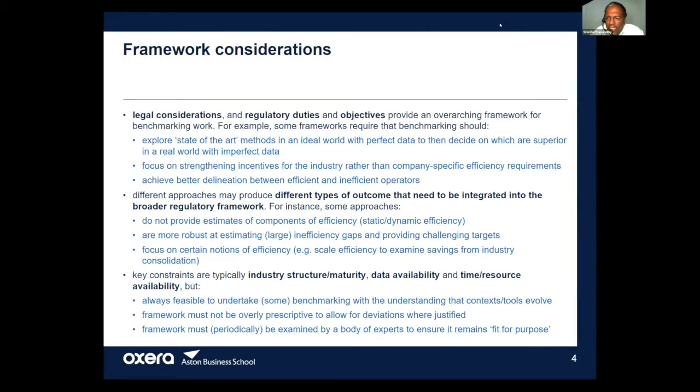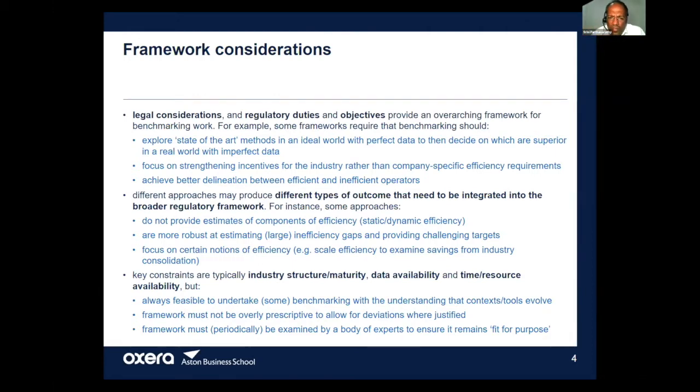Now, when it comes to key constraints of efficiency applications, they are predominantly three. The first one is the maturity of the sector. The second one is data availability and quality, which is in a way linked to the industry structure and maturity. And lastly, it's the time and resources commitments.